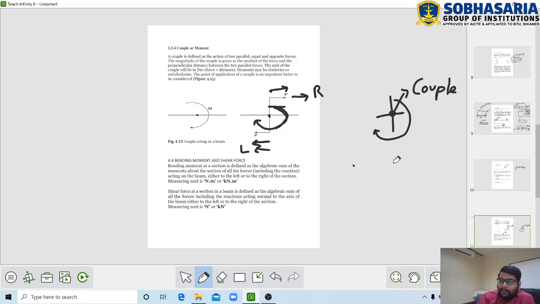In a beam, a couple will act like this: due to some loads, if a moment is induced only at a particular point, that will cause a rotation at that point. So, that is also a couple. Next we will see what is a bending moment and what is shear force.